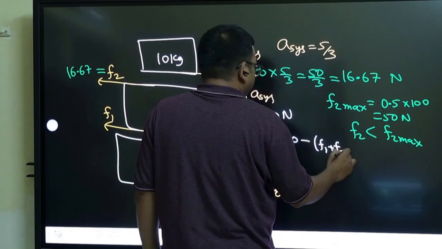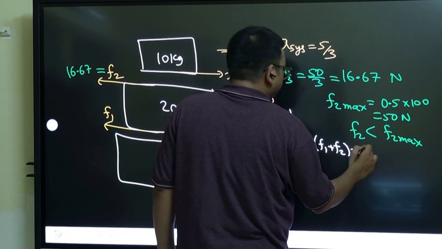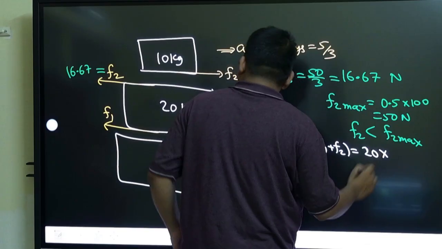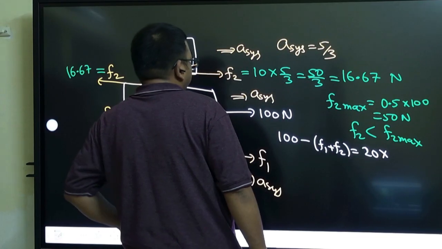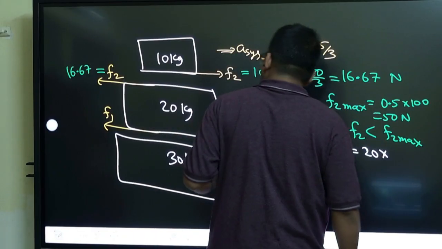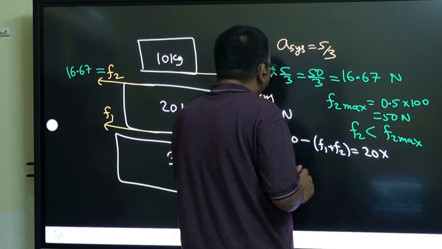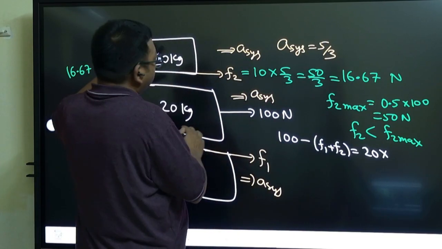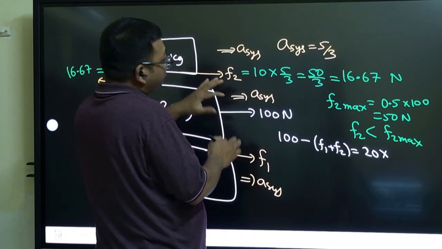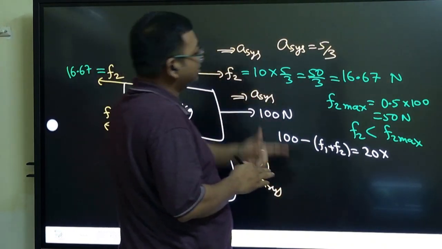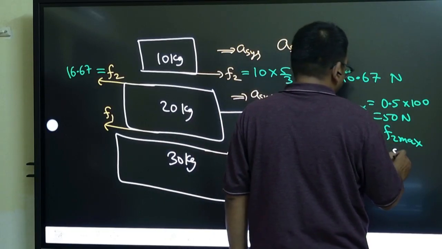100 minus F1 plus F2, mass into acceleration. So 20 into this. 20 into what? Mass into acceleration of system. So they are going together. So we have decided, right? Because this is less, there is no relative sliding happening. So acceleration is system acceleration, which is 5 by 3.